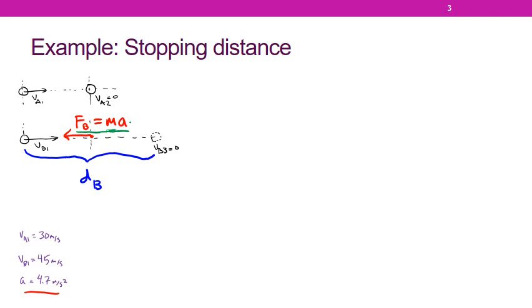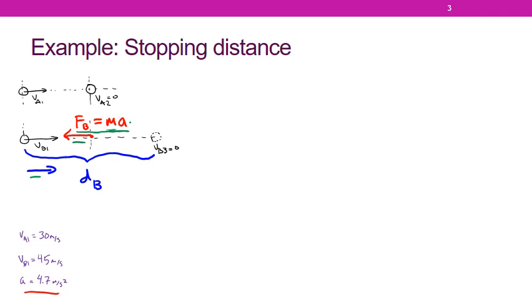So for the work done, my displacement is going to be in this direction. My force is in the opposite direction. So the angle between my displacement vector and my force vector is 180 degrees. I should be losing energy, and that's good. That makes sense. Friction slowing me down should be reducing my kinetic energy.